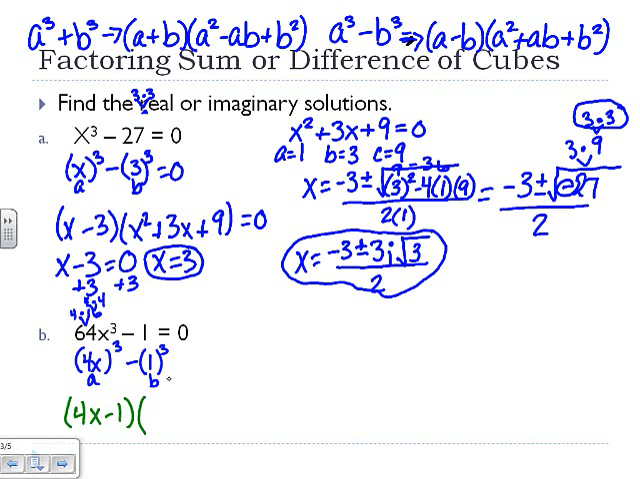This time a has two components to it, a number and a variable. So when we go to the second parentheses, we have to do a squared. Since a is all of 4x, we have to square both terms. Squaring the 4 makes it 16, and squaring the x makes it x squared. Plus, now we have to do a times b. So 4x times 1 makes 4x. And then finally, the last, we do b squared. Since b is 1, 1 squared is still 1.